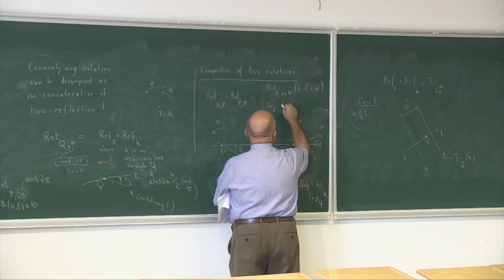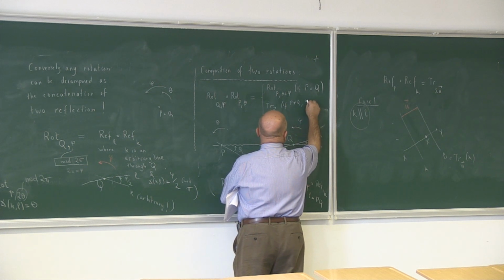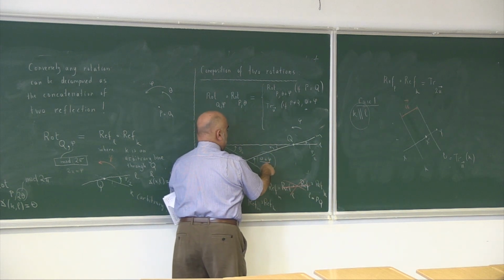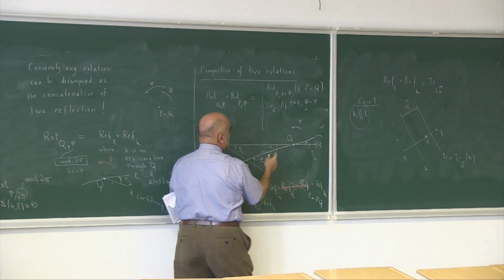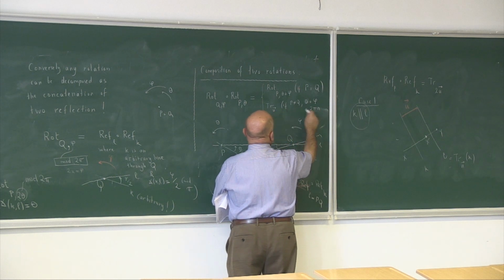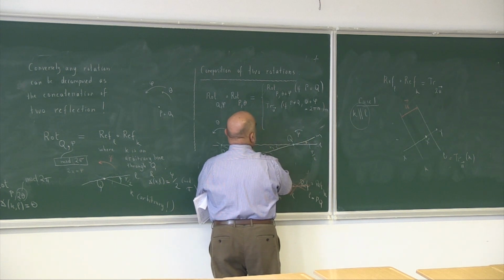So that's the case: P is not equal to Q, but theta plus phi over 2 is a multiple of pi, which means theta plus phi is some multiple of 2 pi. If that happens, this is a translation. Now, let us suppose that this is not the case.